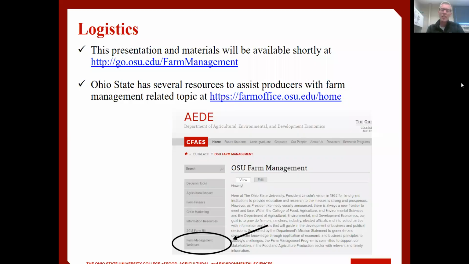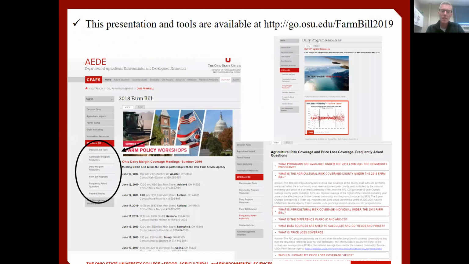To start, the information that you will see will be available at the Farm Management tab located in the Department of Agriculture, Environmental and Development Economics. That link there at the top takes you to that tab, along with the webinars link highlighted at the bottom. There are several other resources available at Ohio State to assist producers, one of those being the Farm Office. That site is run by Barry Ward and Peggy Hall. They do amazing work and provide a lot of information and resources available to Ohio's producers. This presentation, along with additional resources for the 2018 Farm Bill, can be found at both of those sites by just clicking on the Farm Bill link.